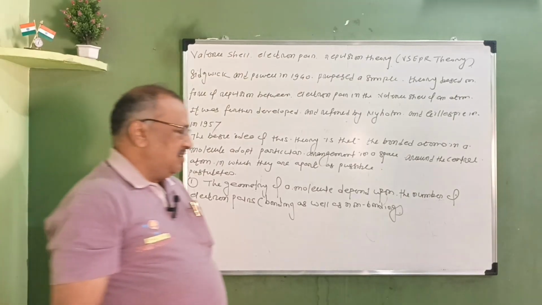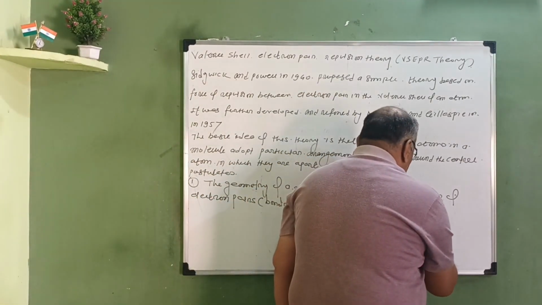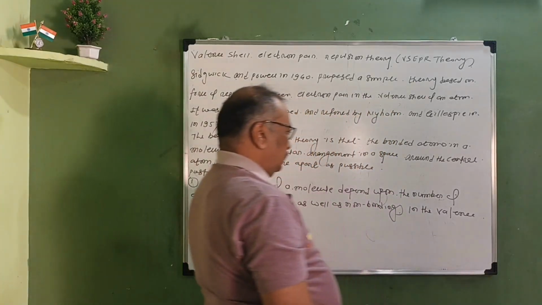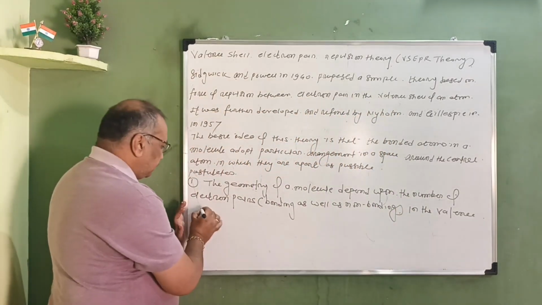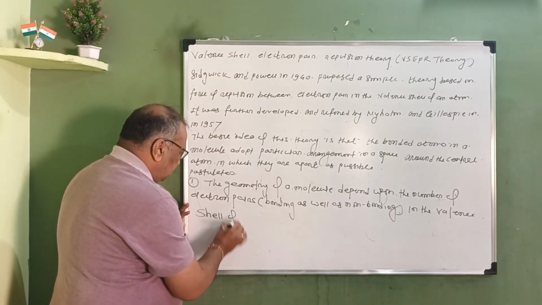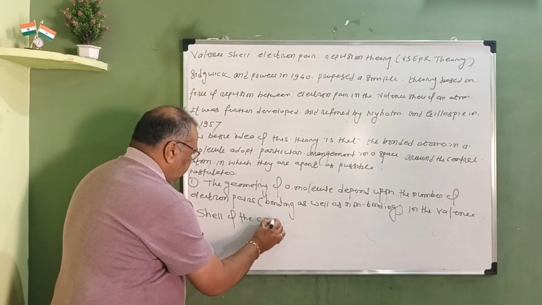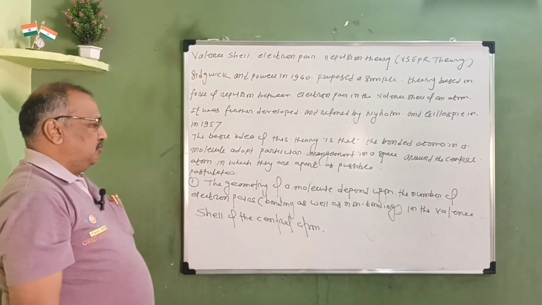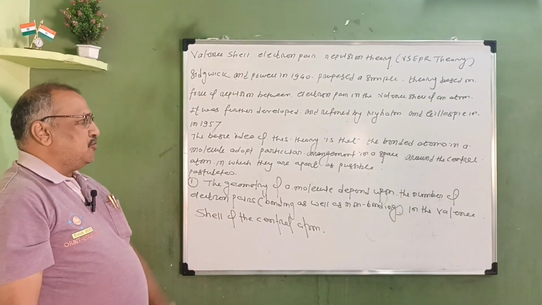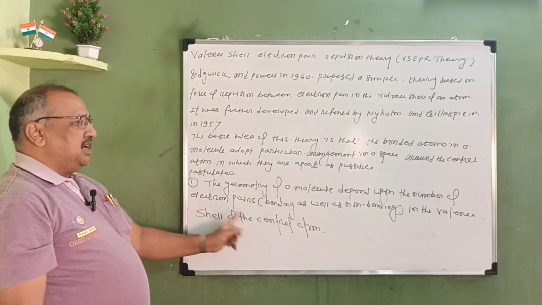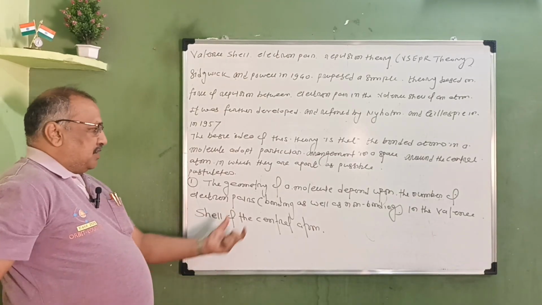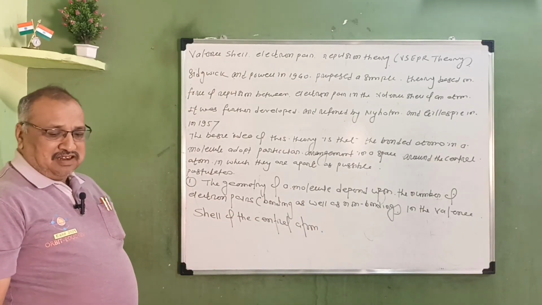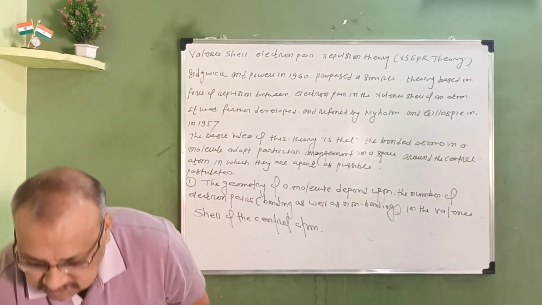In the valence shell of the central atom, the geometry of a molecule depends upon the number of electron pairs. That means here you can consider the bonding as well as non-bonding electron pairs in the valence shell of the central atom.